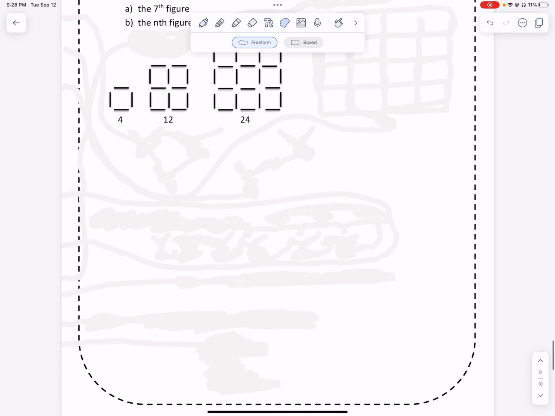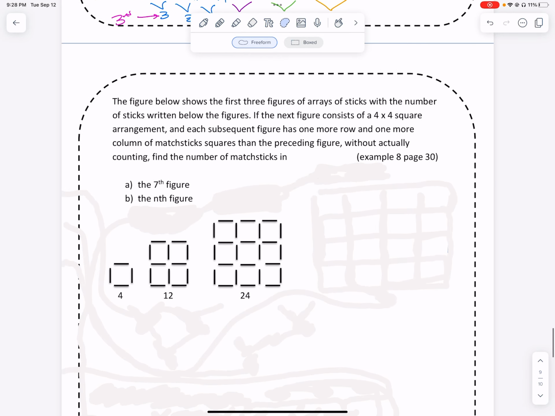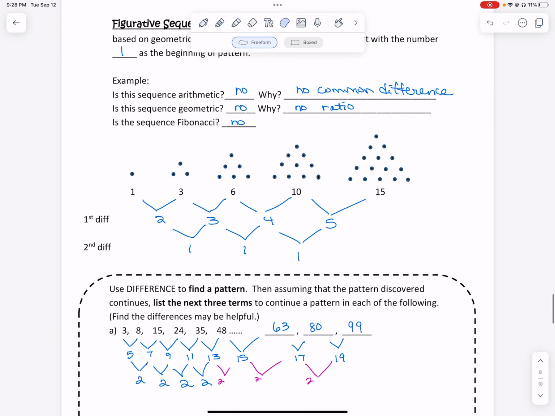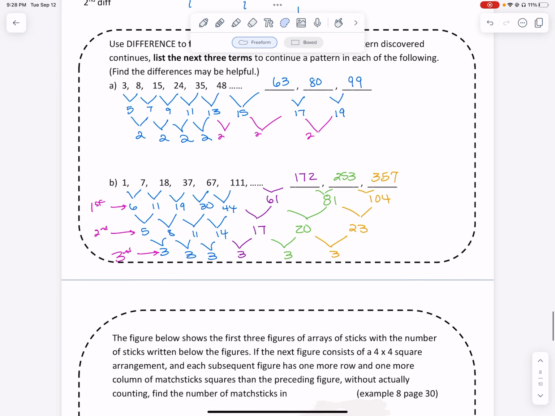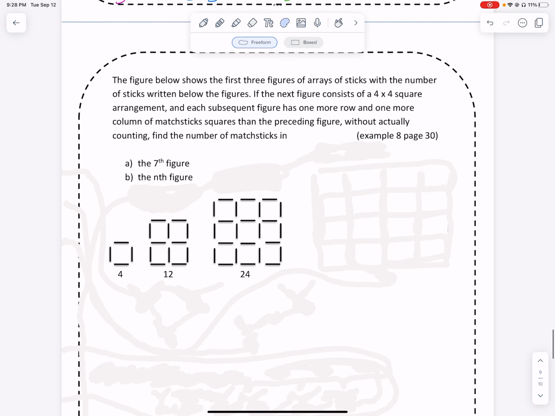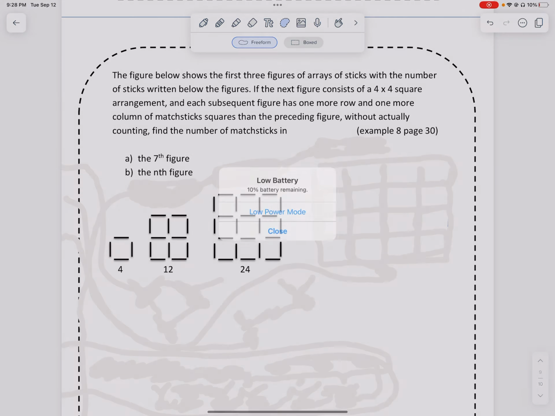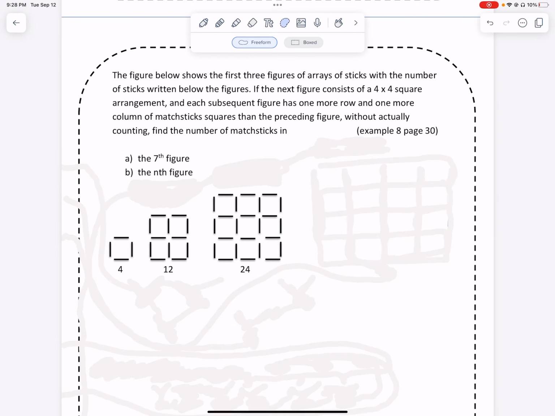Okay, last problem. Again, this is a figurative sequence. The figure below shows the first 3 figures of an array of sticks. Notice that this is sticks, not matchsticks anymore, just sticks, like craft sticks. We want to find out how many sticks are in the 7th figure and then the nth figure. So once again, we're eventually going to get to a formula.